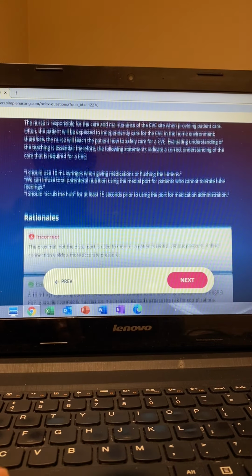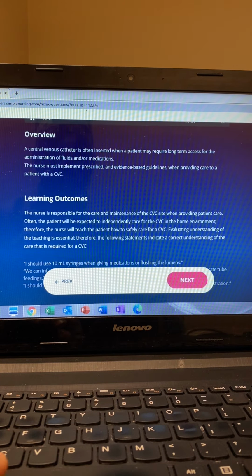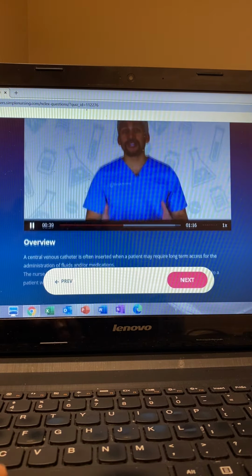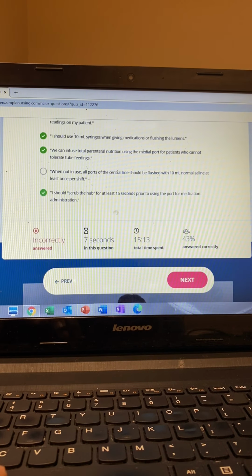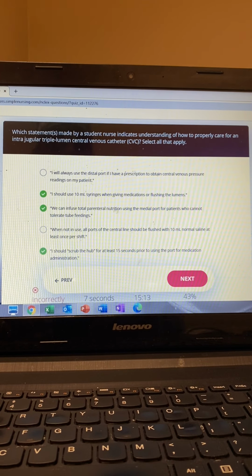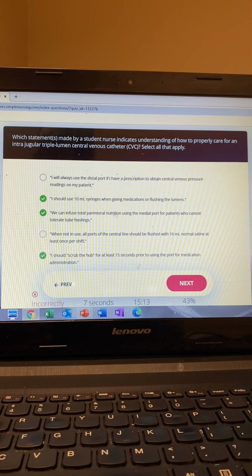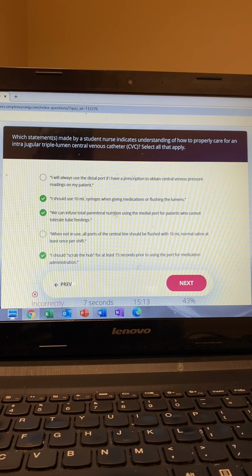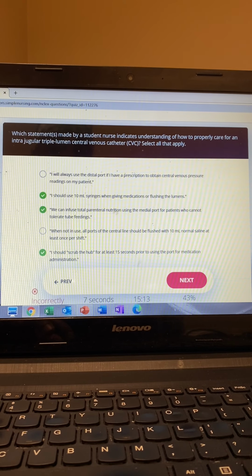So option number 1, proximal port is used for CVP, so it's incorrect. Option number 2 and 3 are correct. Guys, we always use large size syringes for flushing, like 10 mLs and 12 mLs. We're just talking less pressure on that CVC. And option 3 is correct. TPN can be given through the medial port. And option number 4 is incorrect.